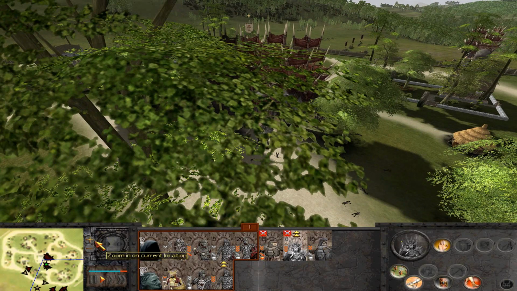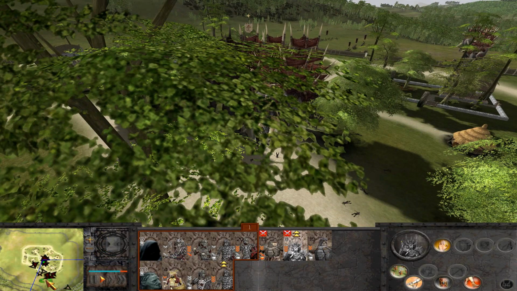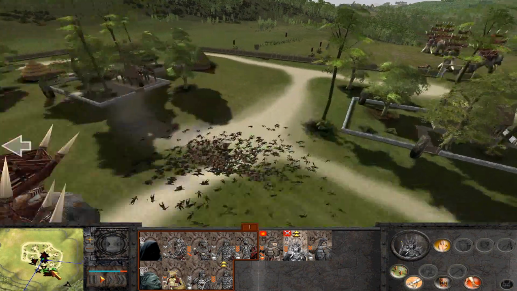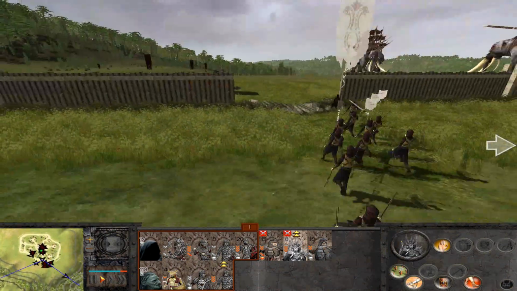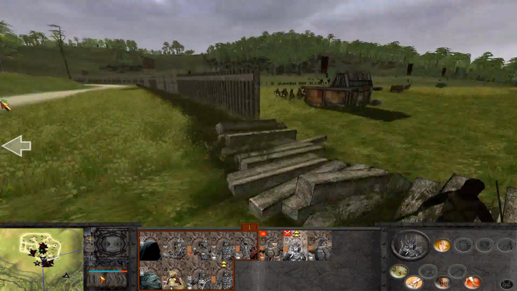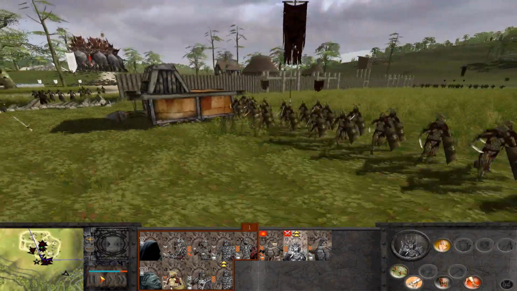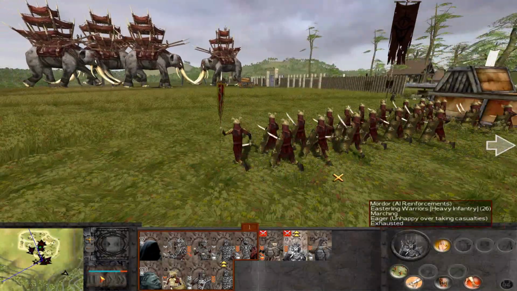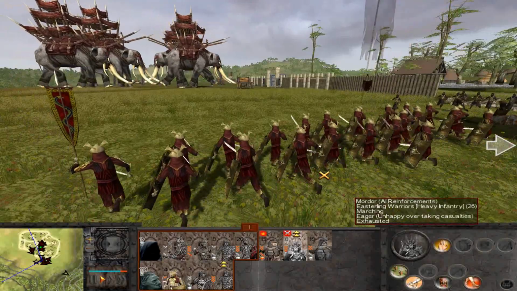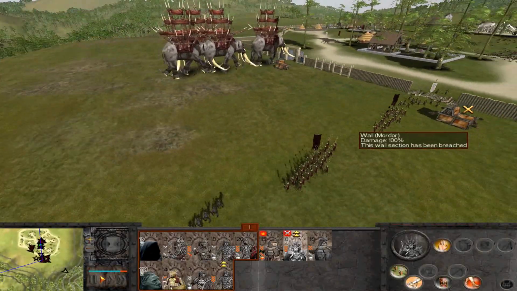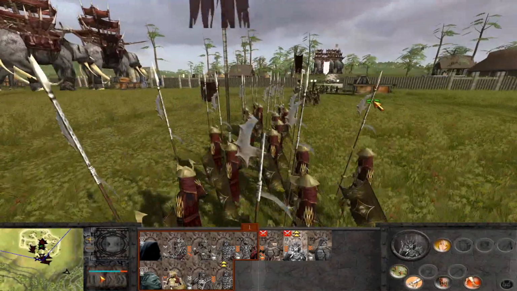Zoom in on the minimap too. Their army is about to enter the town. Allies arrived on the scene, but they are attacking the Mumakils. They will be killed by the Mumakils, I think.